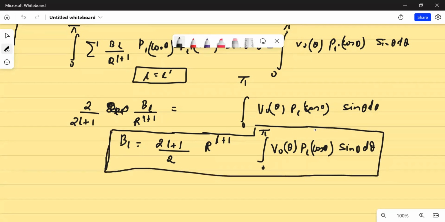So this is how we can find the potential anywhere outside. We've done potential anywhere inside using the same formulation. Now I've proved the same thing for potential anywhere outside the sphere.